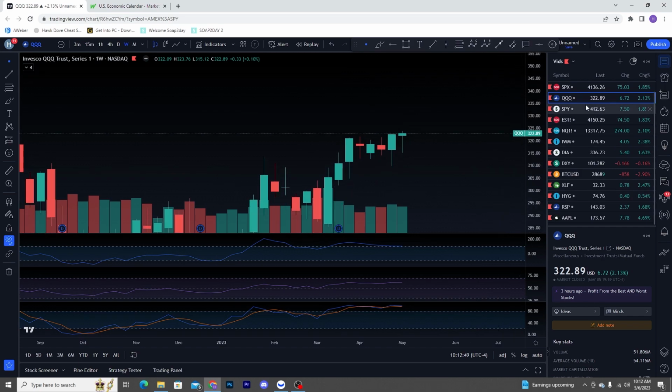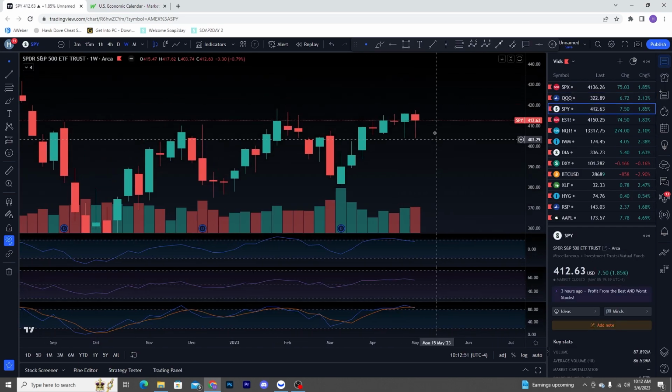So we do have a hangman candlestick on QQQ. We have the same hangman candlestick on SPY. People refer to this as a bearish reversal candlestick formation. It's like a doji. Guys, it's 50-50.